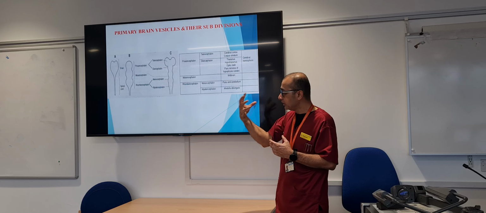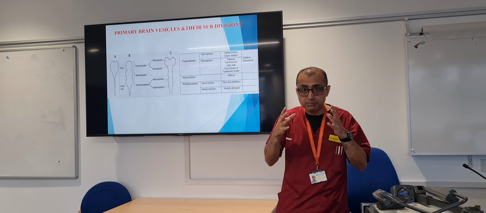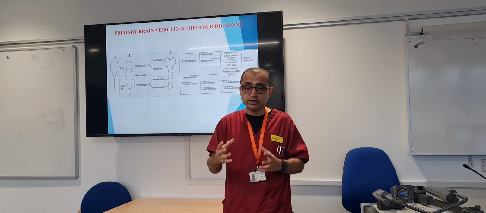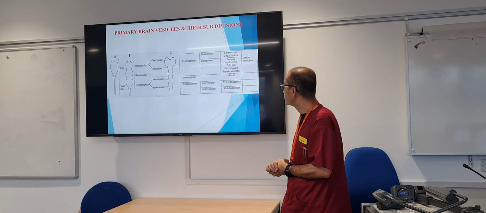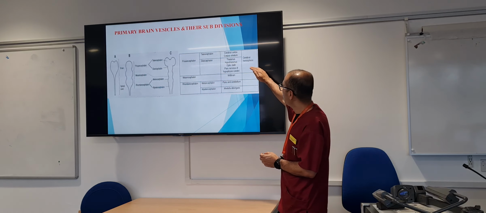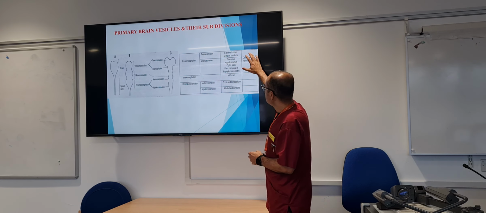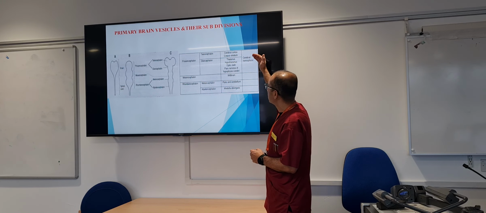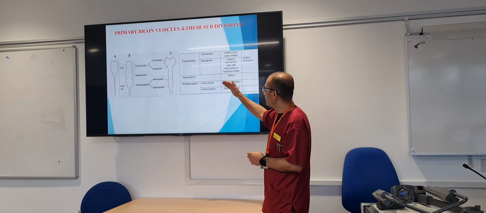The optic stalk gives rise to the eye. That's why the eye is considered one of the parts of the brain, and literally it's the only part which we can see from outside. And also the pituitary. Together, telencephalon and diencephalon are considered the cerebral hemisphere. The next is mesencephalon, the midbrain.